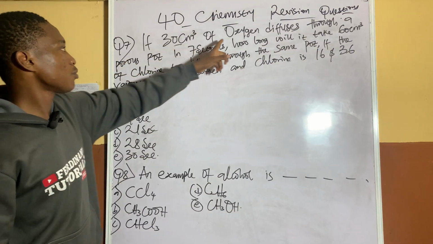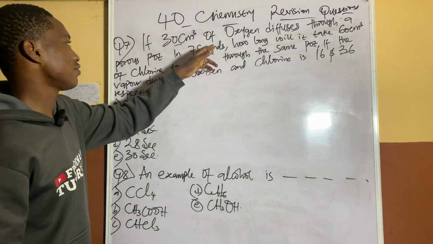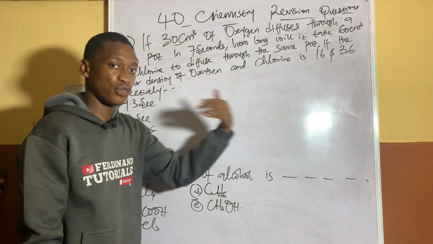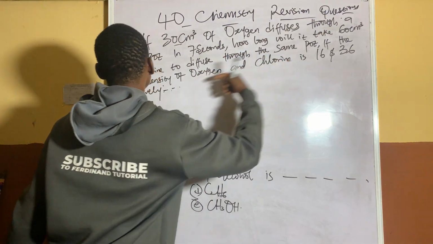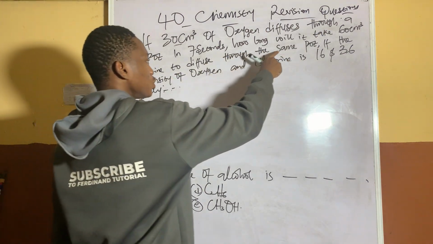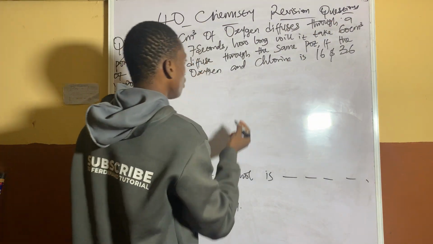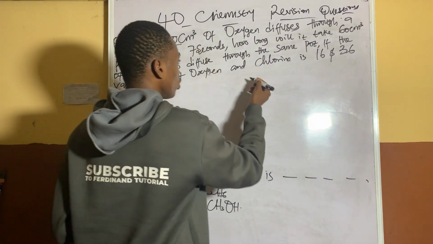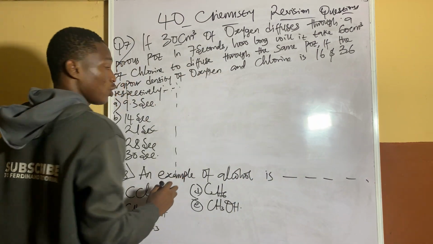It says if 30 cm cube of oxygen diffuses through a porous pot in 7 seconds, we're talking about Graham's law of diffusion. How long will it take 60 cm cube of chlorine to diffuse through the same pot if the vapor densities of oxygen and chlorine are 16 and 32? First of all, we use Graham's law of diffusion.